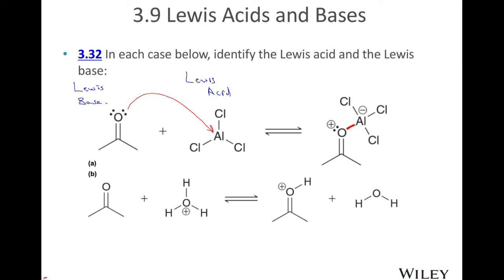All right, if I take a look at the second one, I could start by doing the exact same thing and draw in my curved arrows. I can see that the ketone, which is acetone again, is accepting the proton from the hydronium. So let me fix that arrow. I can see that again the ketone, which is acetone, is donating a pair of electrons, so this must be my Lewis base. And the hydronium is accepting the pair of electrons in that curved arrow, so this must be my Lewis acid.